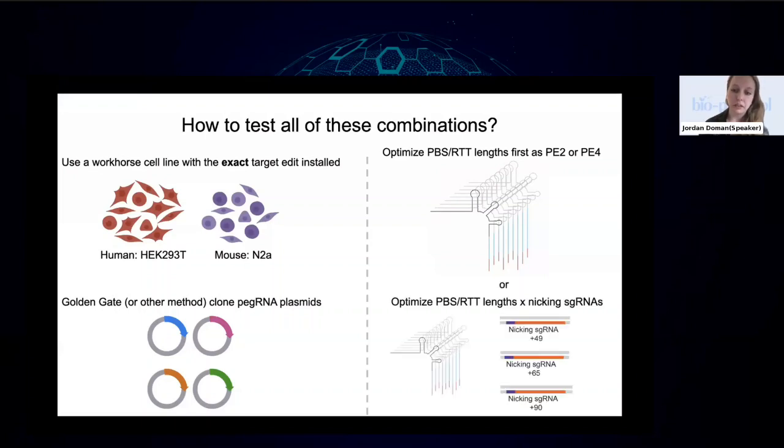The other type of first pass experiment we might do is say, okay, we'll optimize PBS and RTT lengths, but we'll also screen a couple of nicking guides. And both of these approaches are a reasonable number of samples. So the top one is typically, like I said, 9 to 12 samples per replicate. And the bottom approach, if you multiply that by 3 for each nicking guide, is like 27 to 36. So if you're doing this in an easy to work with transfectable cell line in a 96-well plate, which is what our lab does, it ends up being a reasonable number of things to screen.